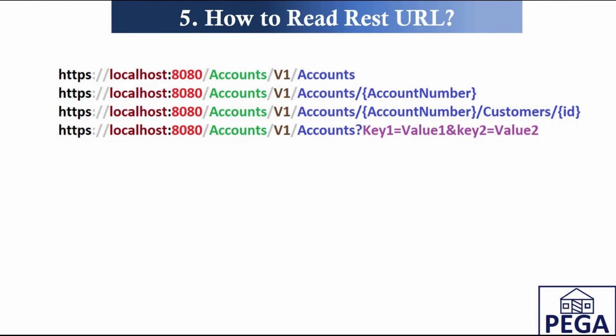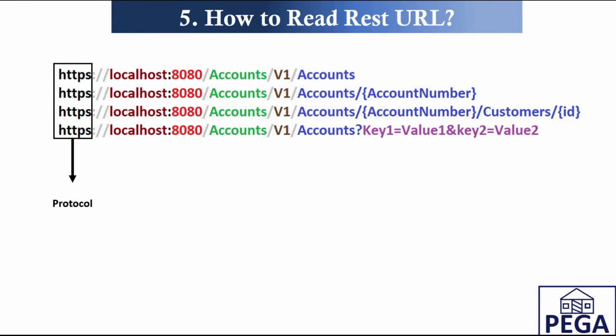Now, if you see, there are a couple of examples that I have given over here. There are 4 examples to be precise. In the first example, pretty much until V1 is everything correct, or I would say until accounts is everything correct, and then you get this account number, some parameter, and then other IDs, right? So I'm going to explain one by one.